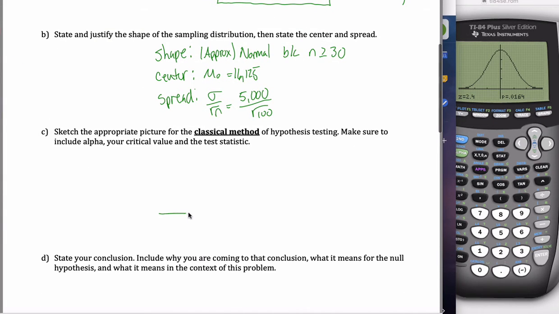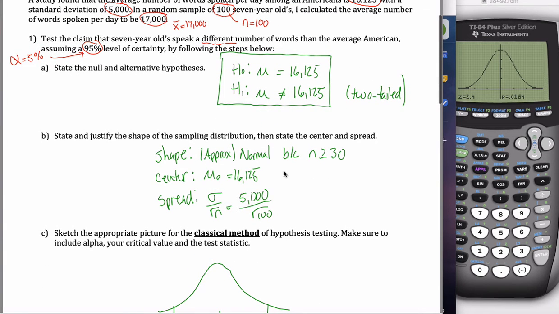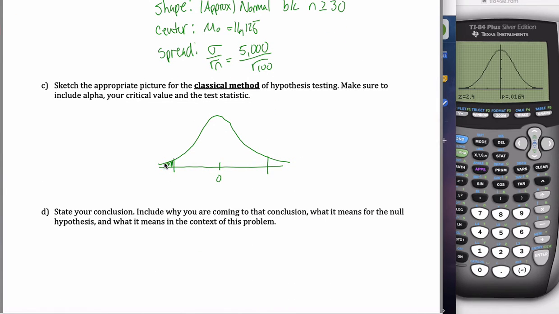Classical method picture, sure. So you want to draw something that's approximately normal because we're drawing the sampling distribution. And right above, I just said that it was approximately normal. I'll put 0 in the middle to represent 16,125 words. This is the z-score representing the center. And then since this is a two-tailed test, because I put a does not equal sign there, alpha has to appear split up between the left tail and the right tail. So 5% is the total area, 2.5% is on this side, and 2.5% is on this side.